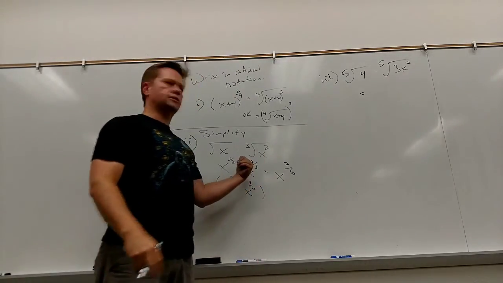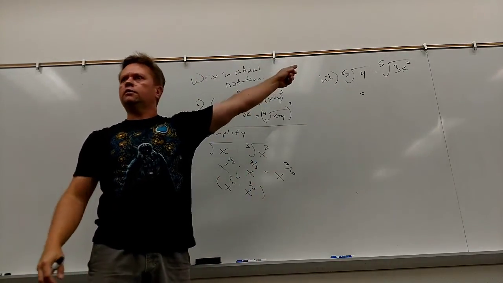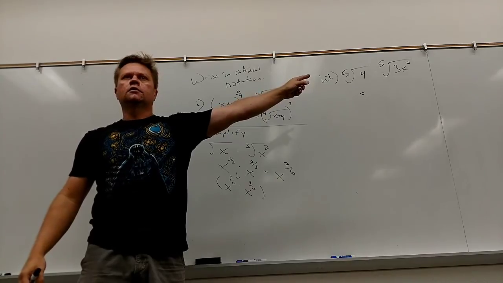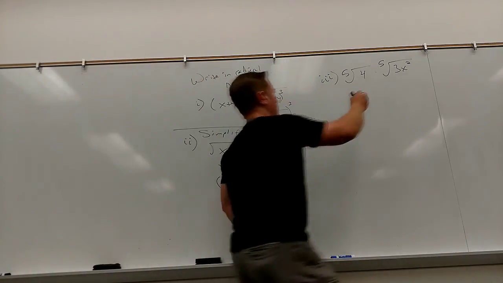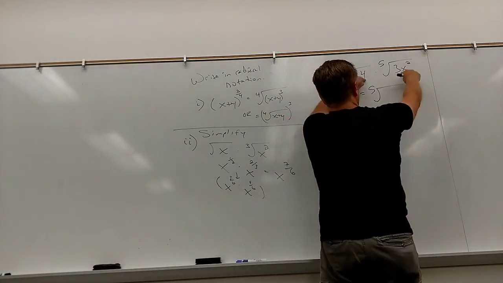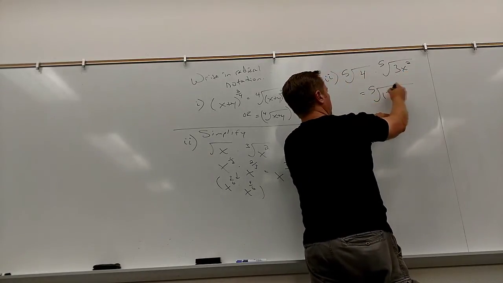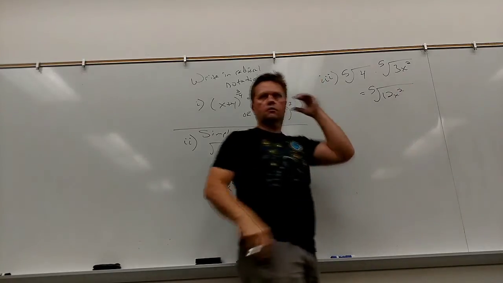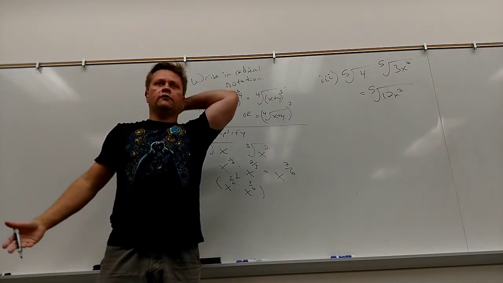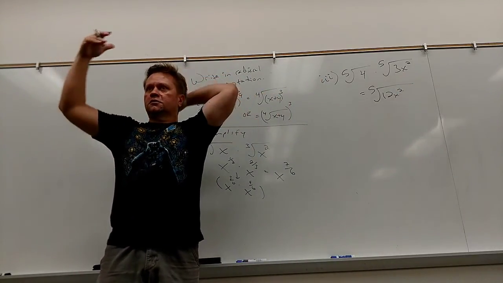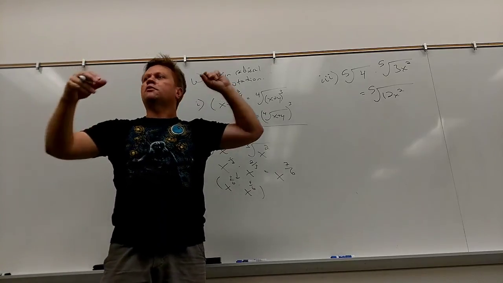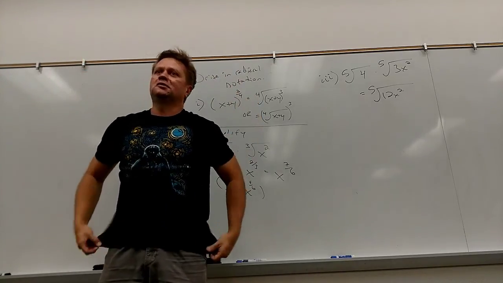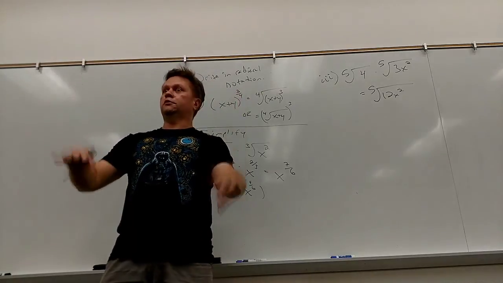Do you have to do any of this? No. Why don't I have to do anything difficult? Because the roots are the same. So this would be the fifth root of 12x squared. We've been doing that forever. What's 7 times 4? 28. Why were you able to do that? Because they both have the same root, namely none, or the first root, if you want to get really freaky.